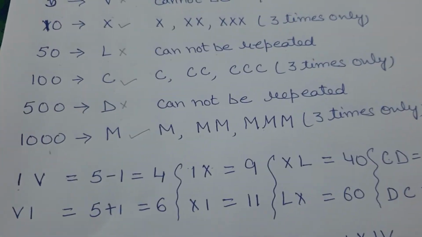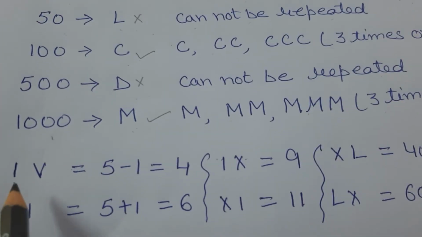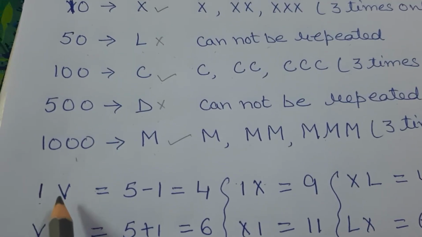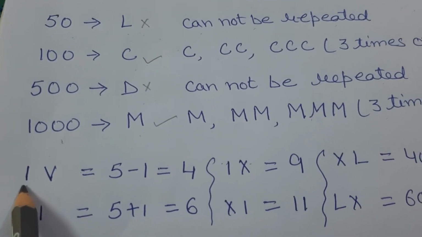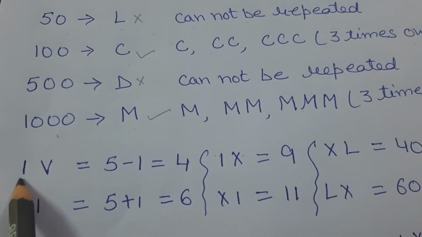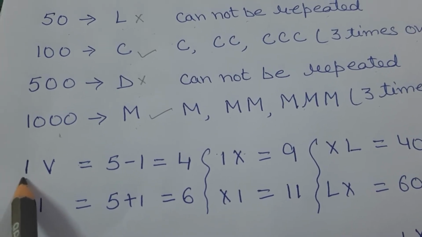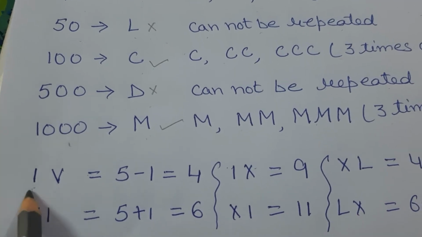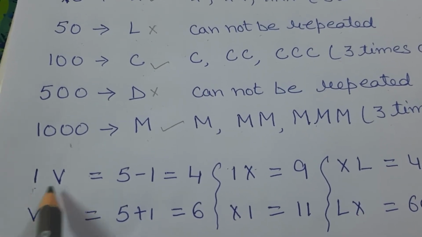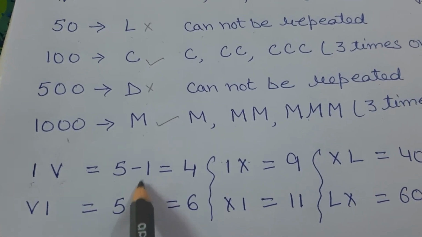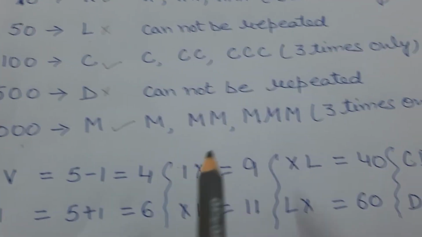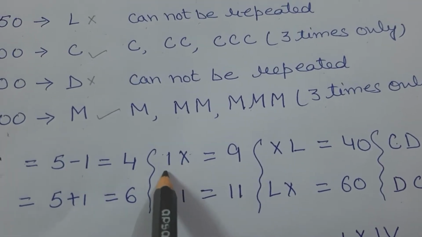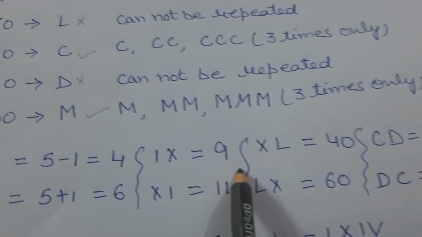Now some more rules I will discuss. If a smaller symbol is written at the back of a bigger symbol, then it means subtraction. I is smaller than V, so it is written before it, and we will subtract their values: 5 minus 1, that is 4. Similarly 10 minus 1, that is 9.